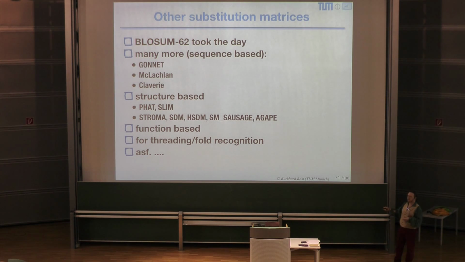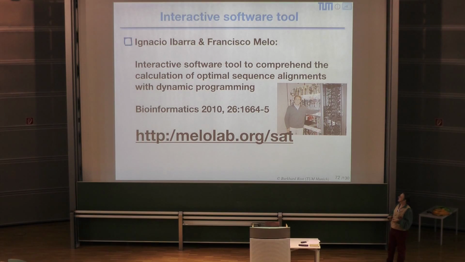And sometimes this initial set of data is chosen by function. Here, for instance, you find every protein that has a region in the membrane. That is the criterion for selection. Here, you find everything that has a particular function, or the like. And there are many, many, many others. By the way, there's a nice interactive tool from Francisco Melo to play around with dynamic programming if you want to. Here is the link.